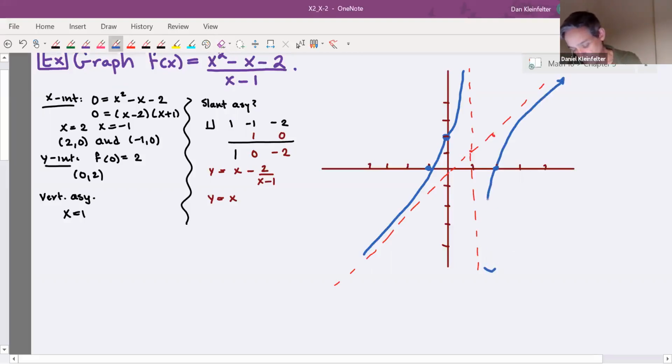What's kind of funny or interesting about doing these graphs is that it takes so much preparation work to make the graph, finding all the intercepts and asymptotes and making a little grid and all that. That takes longer than actually drawing the graph itself. So that's kind of interesting.